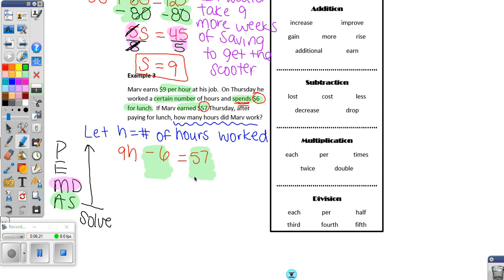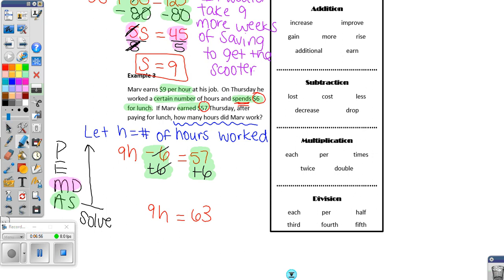So I need to use the inverse operation, which means that I'm going to add 6. Subtraction and addition are inverse operations, which means they cancel each other out. And we want that to happen because we're trying to get h by itself. So negative 6 plus 6, those cancel out. So that's gone. And my new problem becomes 9 times h, which is equal to 63. So 57 plus 6 is equal to 63. So that's how I got that number. All right, that's step 1.